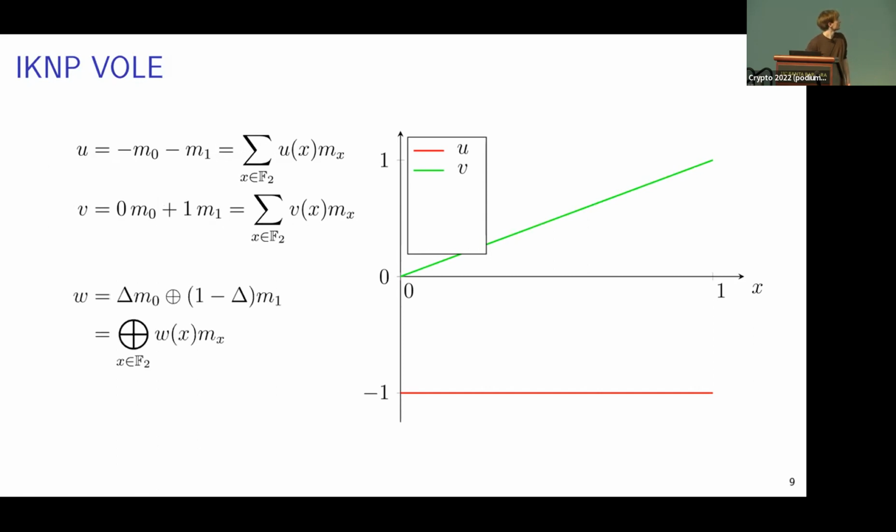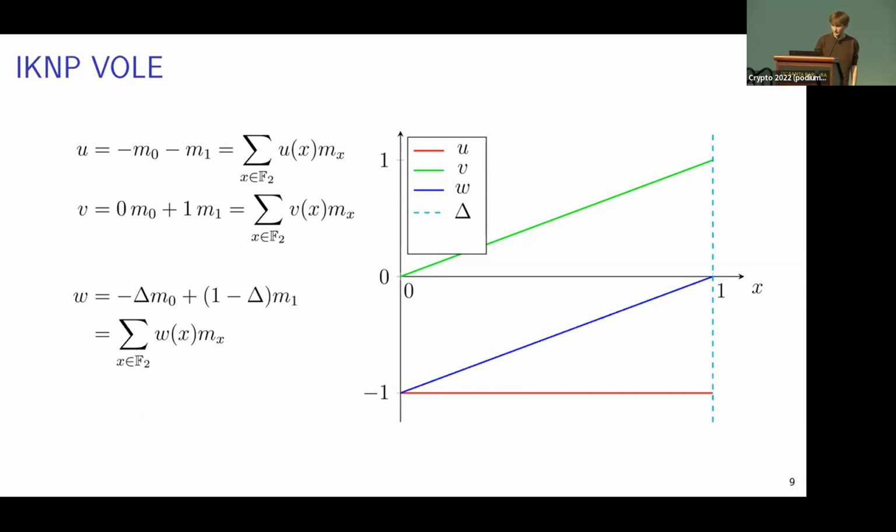So you can see that v is this linear function here, and u is always -1 times the message. Now w is also written as a linear function, and you can see that its linear function is always 0 at delta here. So in this example, delta is 1, so it only depends on message 0, not message 1. This is the fact that w has a root at delta, which is what lets the receiver compute w without knowing the message m delta.